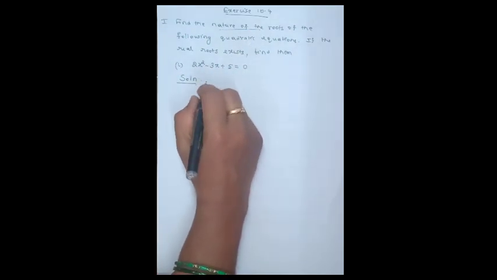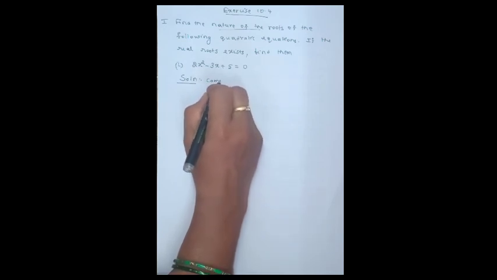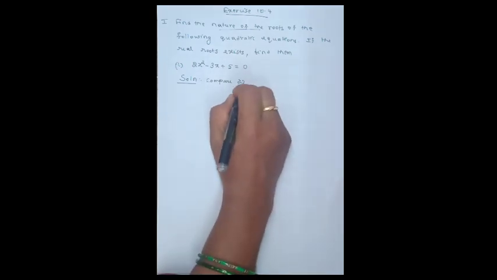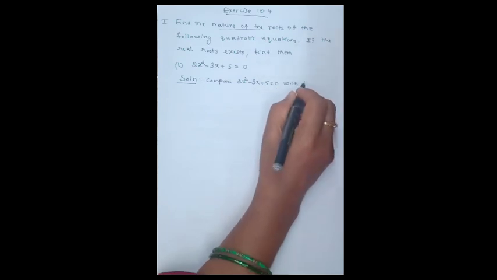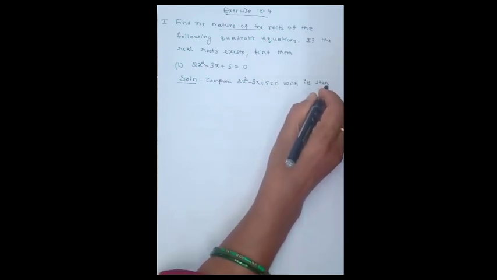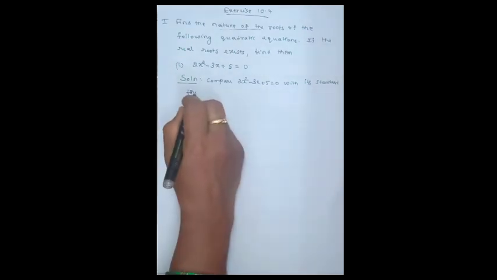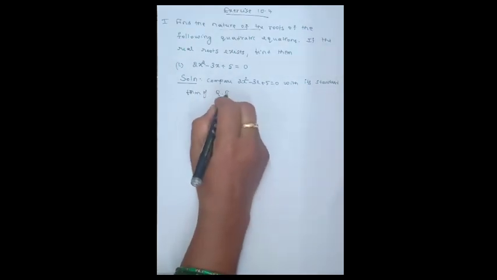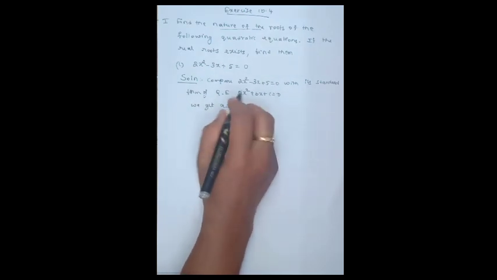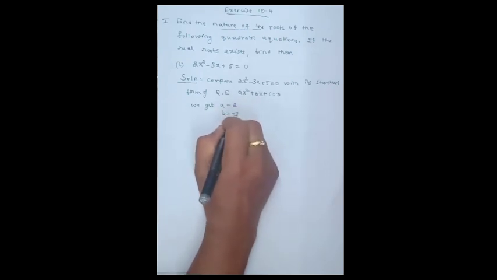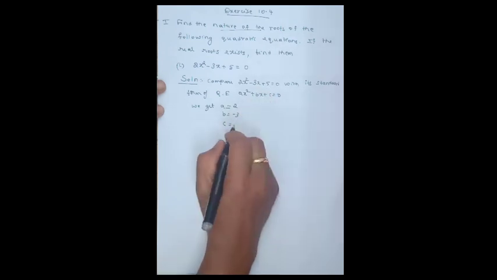First, let us compare the given equation with the standard form of a quadratic equation, that is, compare 2x square minus 3x plus 5 is equal to 0 with its standard form of quadratic equation, that is ax square plus bx plus c is equal to 0. We get a is equal to the coefficient of x square, that is 2, b is equal to minus 3 and c is equal to constant term, it is 5.